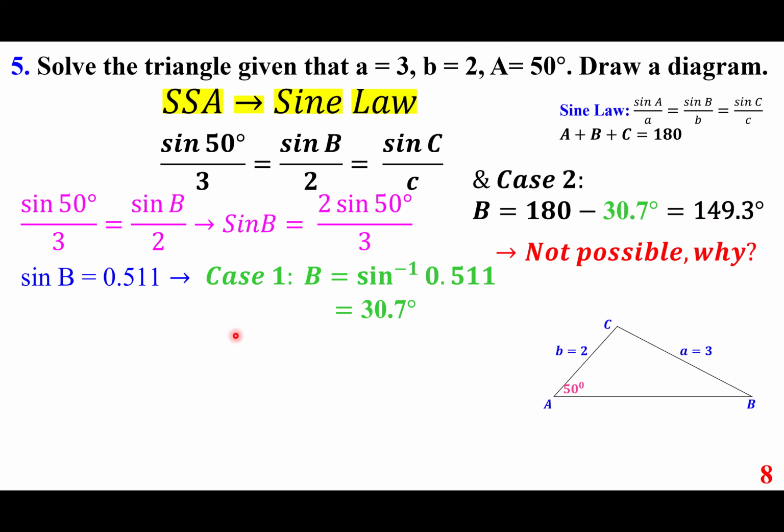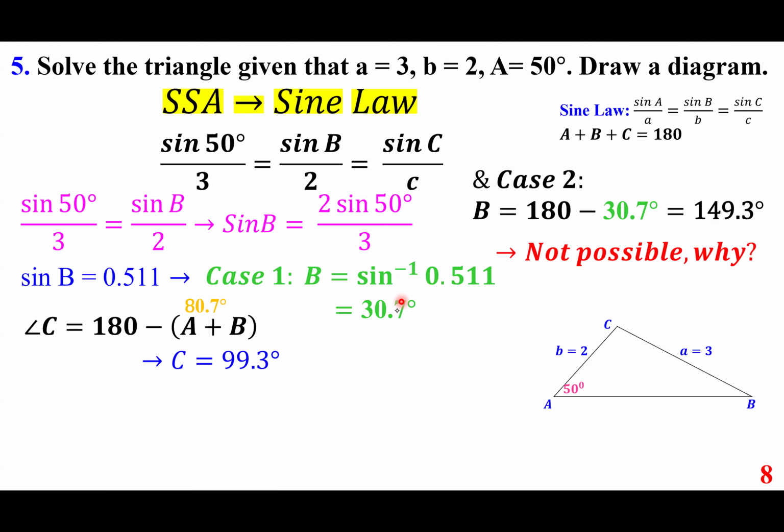So we're going to continue with this. We're going to add these two and subtract it from 180. We get the last angle of 99.3 degrees. So we have all sides, all angles, I mean.